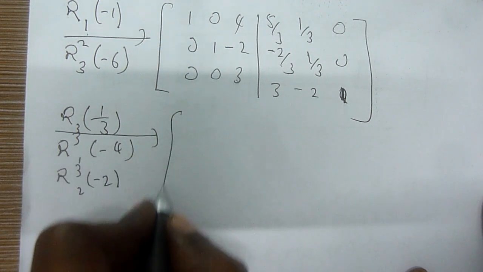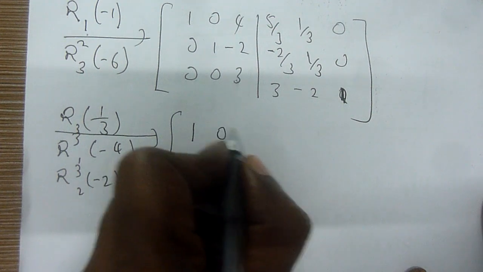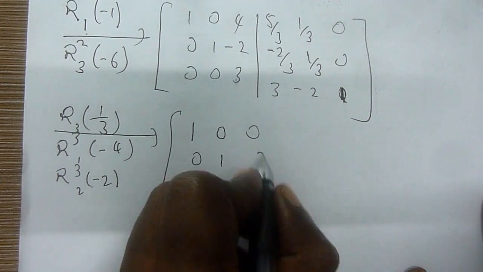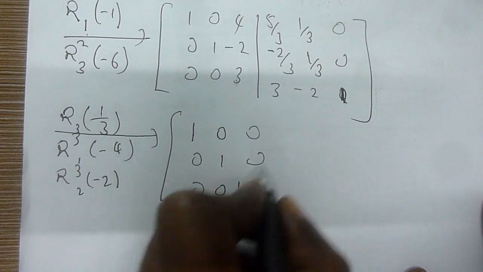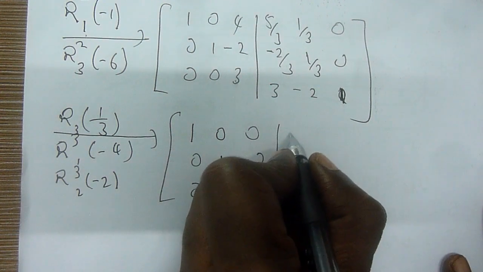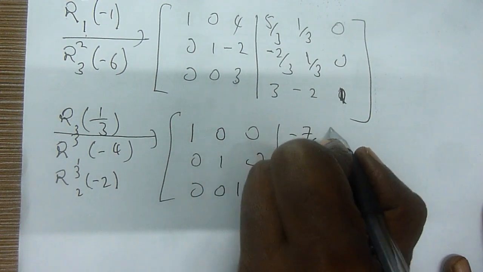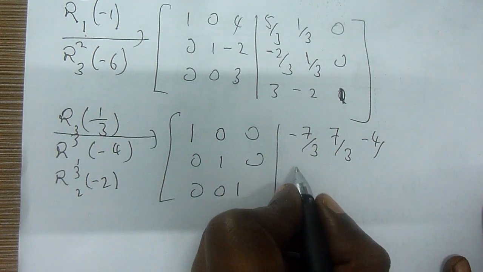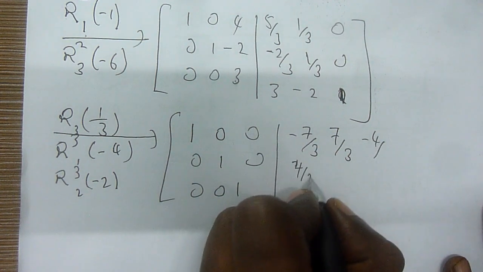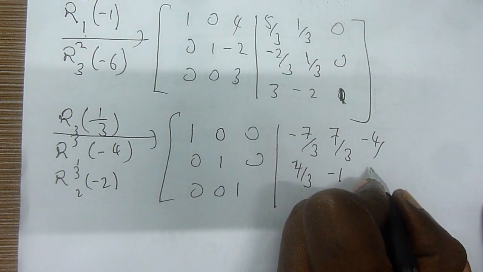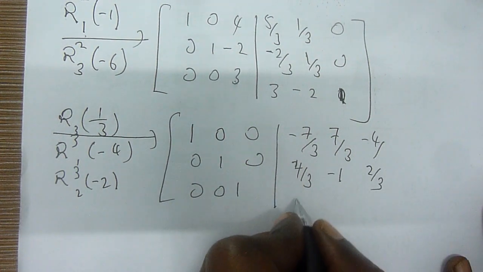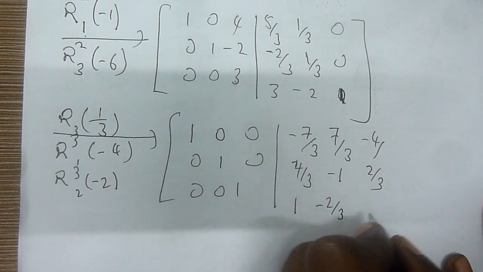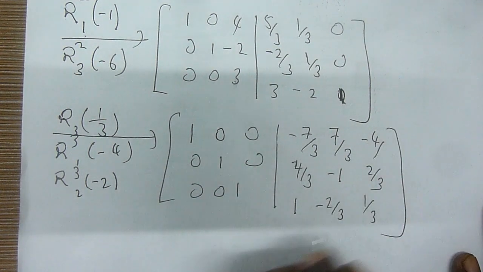Therefore, when you start, place it here, you get a 1, 0, 0, 0, 1, 0, and 0, 0, 1. Wow, you already converted negative 7, 3, 7, 3. Okay, I don't have time to teach everything, but you practice yourself. 3, negative 1, 2 over 3, 1, negative 2 over 3, 1 over 3. Okay, done.